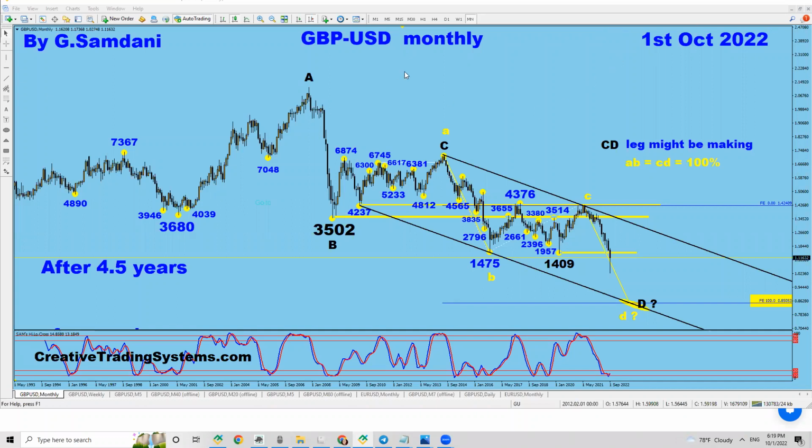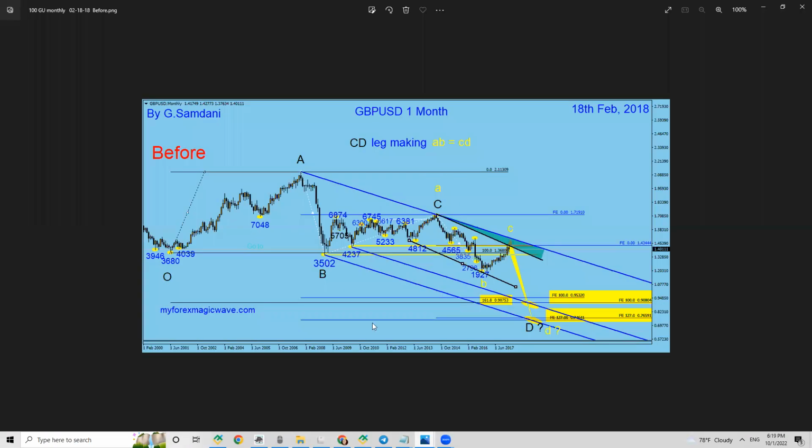Making this a small video about pound USD. So let's get started here. I just want to show you that pound USD, I made this chart several years ago, in fact in 2018. This is the chart I made, a monthly chart of pound USD.